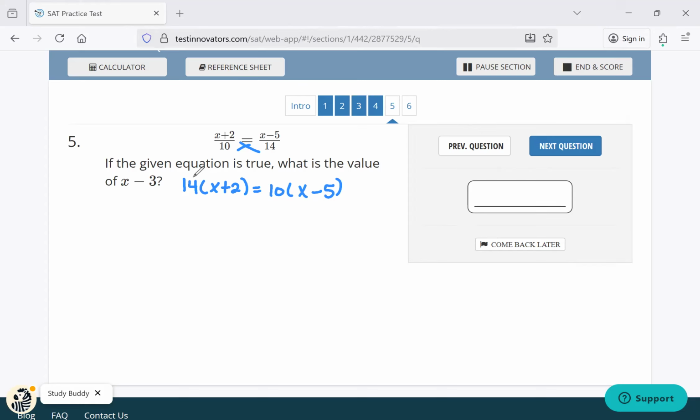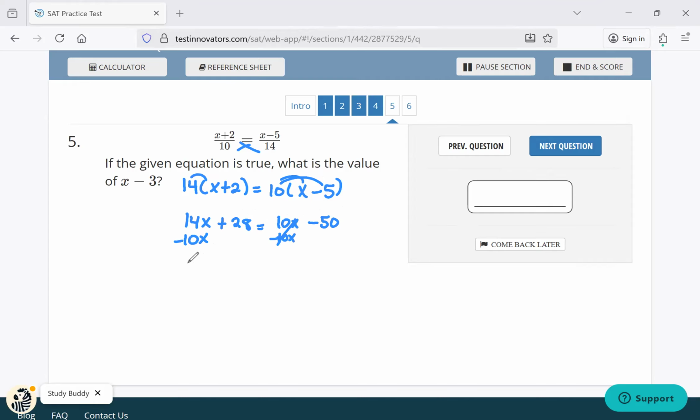Okay, go ahead and FOIL this out. So 14 times x is 14x, plus 14 times 2 is 28. And then on the right, 10 times x is 10x. 10 times negative 5 is negative 50. Okay, go ahead and solve for x. So let's see, I guess subtract 10x from both sides.